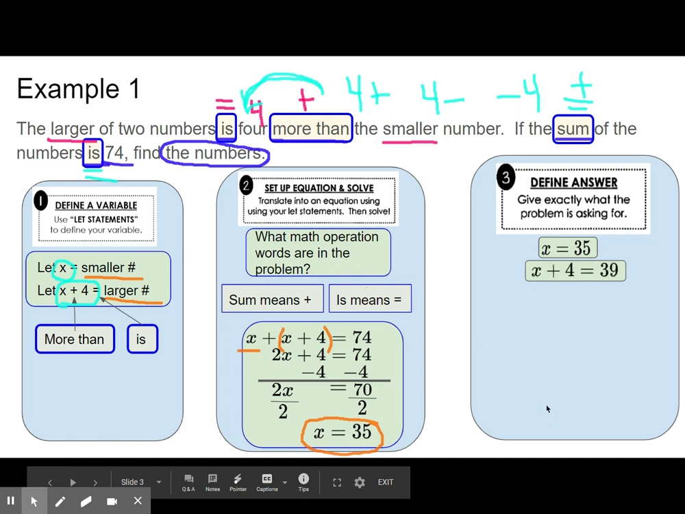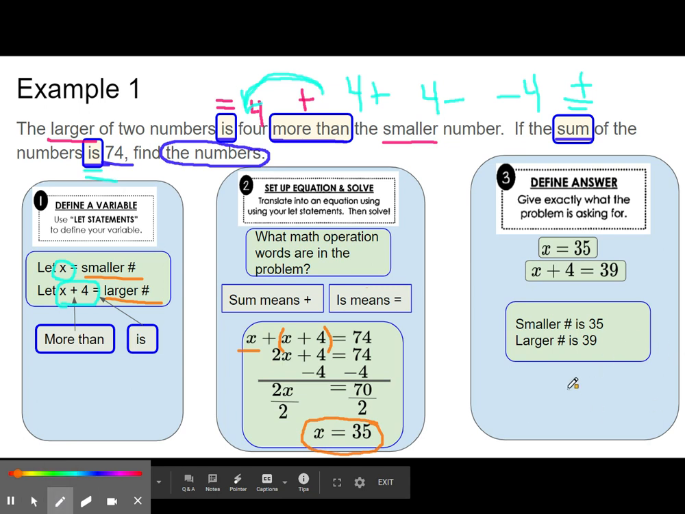And then your other one was X plus 4. 35 plus 4 equals 39. Your smaller number is 35. Your larger number is 39. Those are your answers. It's always best practice to go and check your work.